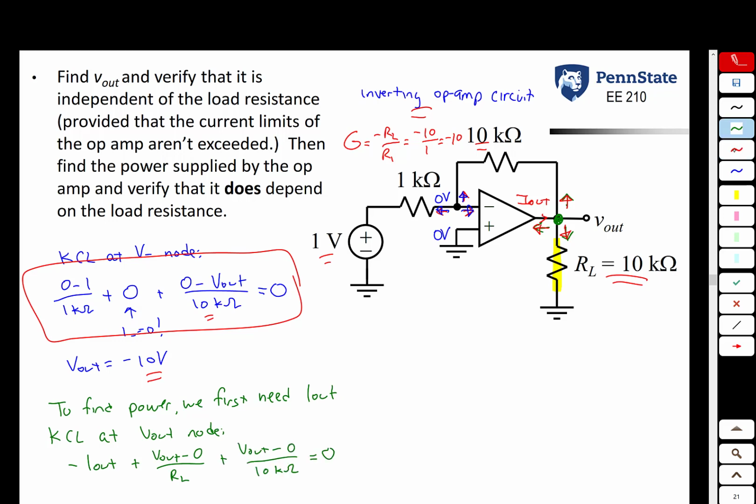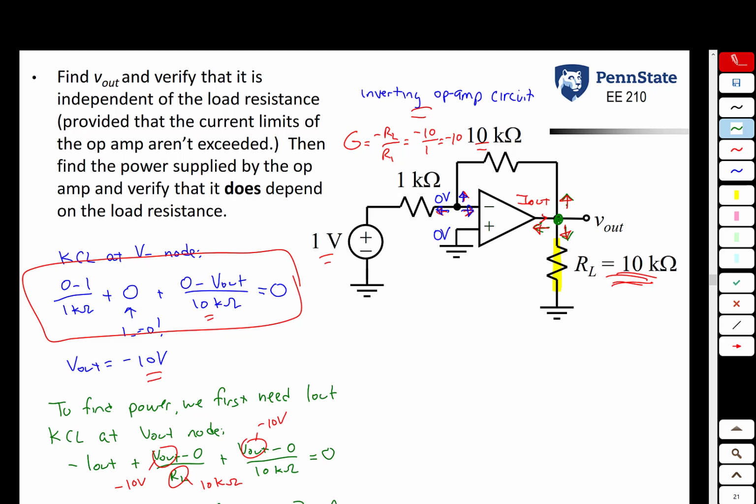But what do we know? We know that V out is negative 10 volts. We also know that RL is 10 kilo ohms. We're given that. So we can now solve for I out, and we get I out is equal to negative 0.002 amps, or negative 2 milliamps.